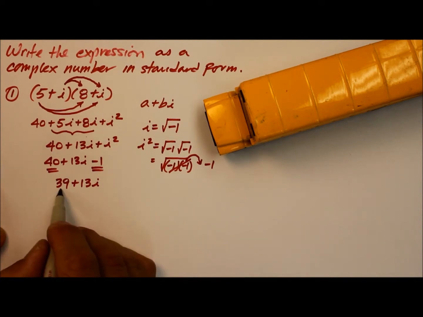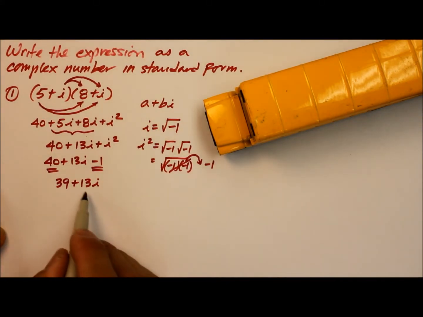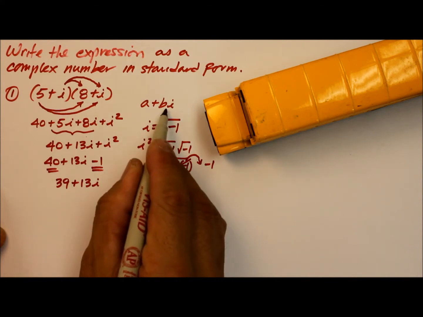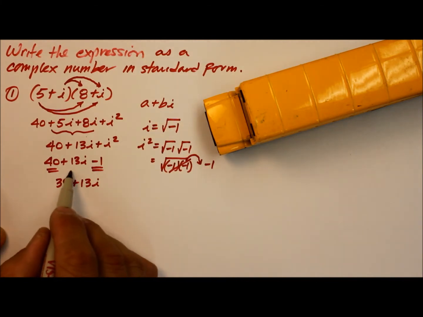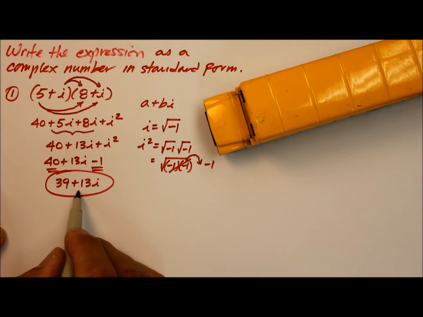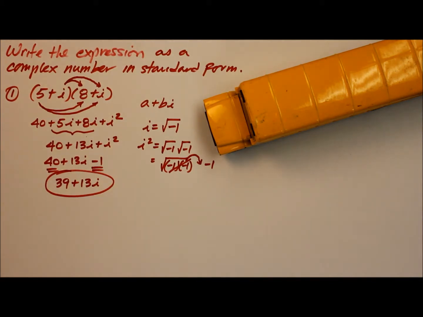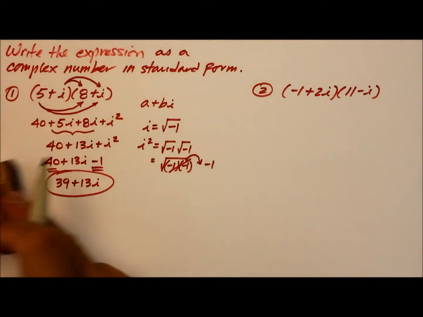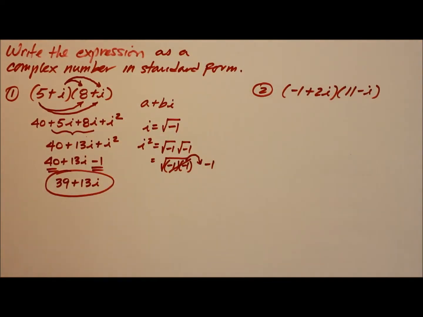Here's the a, the constant. Here's the b, the coefficient of the i, with the i at the end. And so that becomes my final answer in standard form. That wasn't too bad. Now, why don't you do that one?